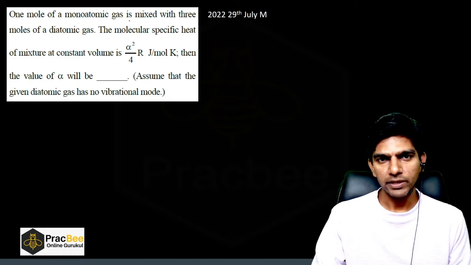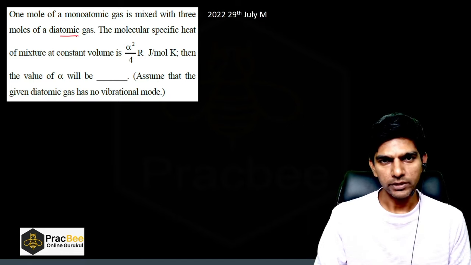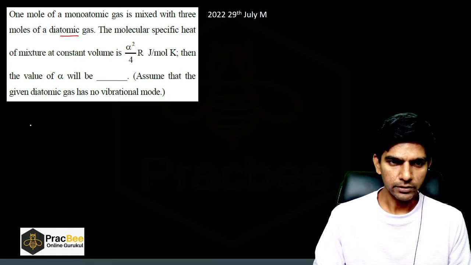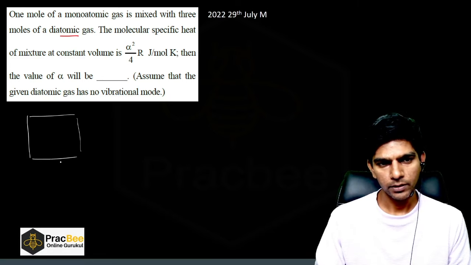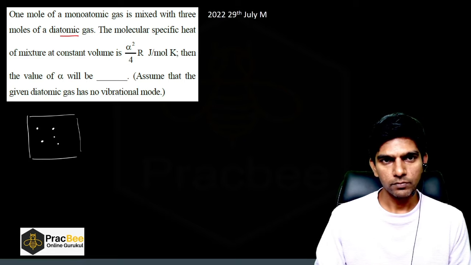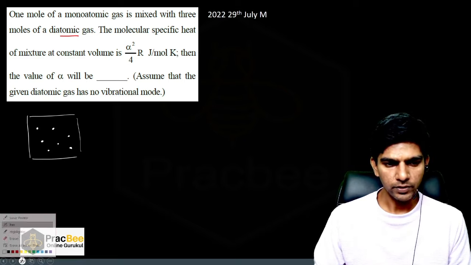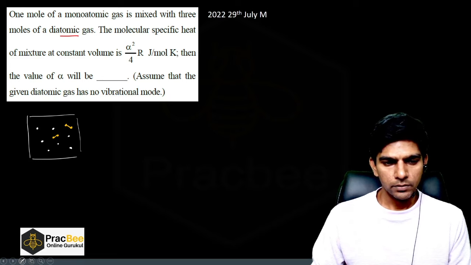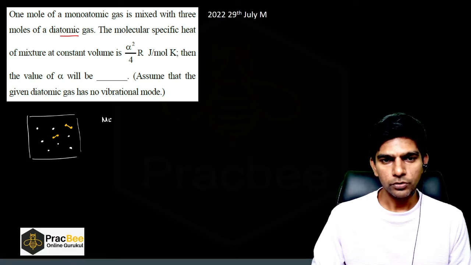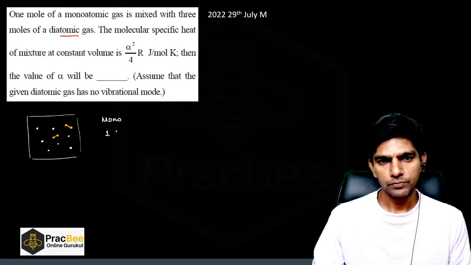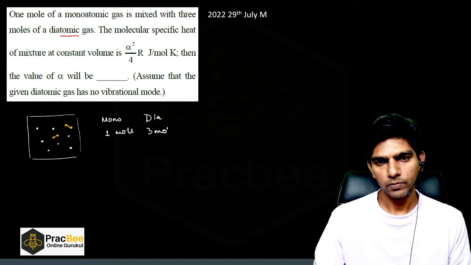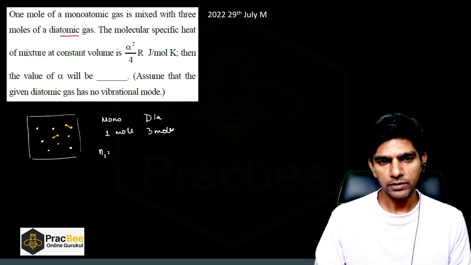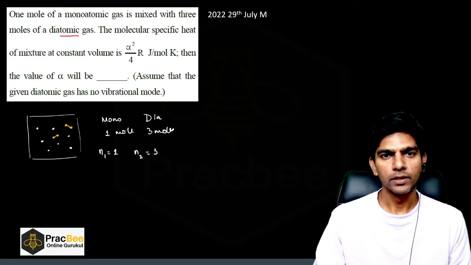So 1 mole of a monatomic gas is mixed with 3 moles of diatomic gas. So basically we have a container. In this container we have monatomic gas and we have diatomic gas, right? So for monatomic we have 1 mole, and for diatomic we have 3 moles. Let us say n1 is 1 and n2 is 3. Find the molar specific heat of the mixture at constant volume.